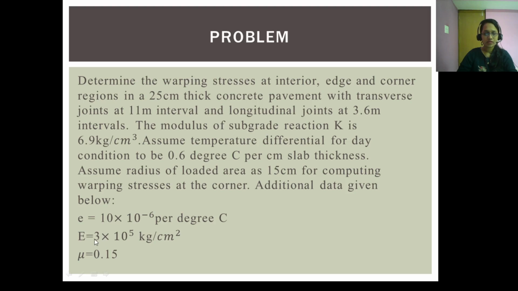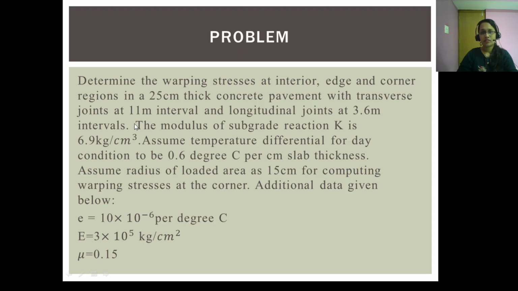e, that is the thermal coefficient of concrete, is 10 into 10 raised to minus 6 per degree Celsius. E, that is the modulus of elasticity of the concrete, is 3 into 10 raised to 5 kg per centimeter square. Nu, the Poisson's ratio, is 0.15.